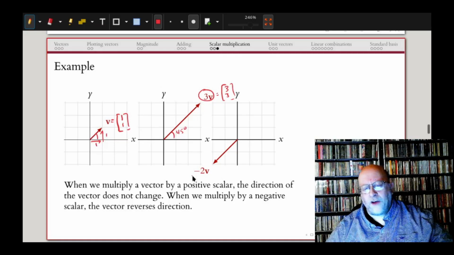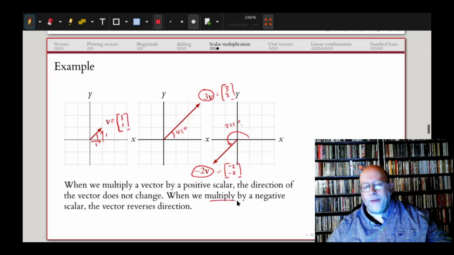But multiplying a vector by a negative number, this is now the vector negative 2, negative 2, that does change the direction of the vector, but it changes it by exactly 180 degrees. The angle is now an angle of 225 instead of 45 degrees. So when we multiply by a negative scalar, the vector reverses direction.